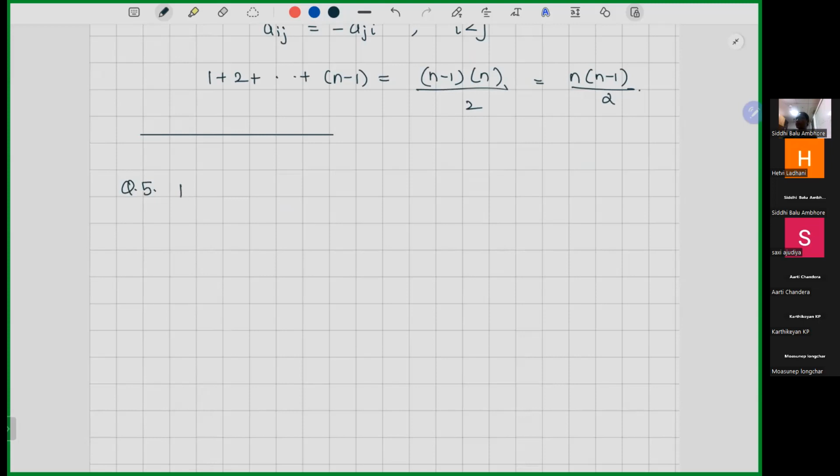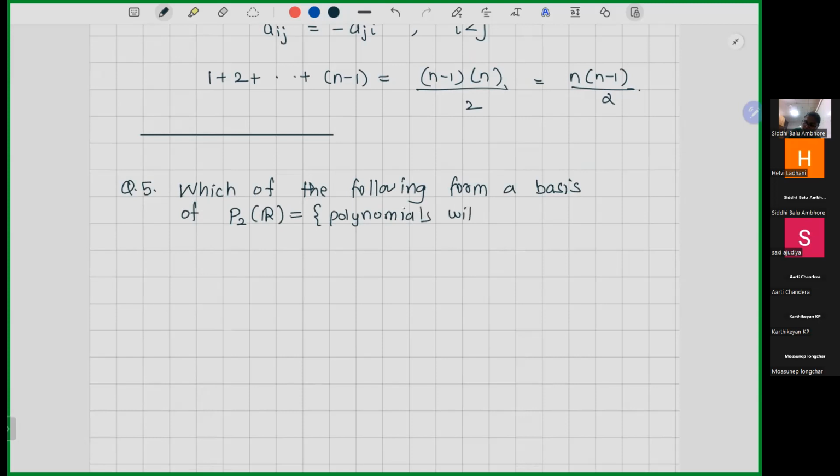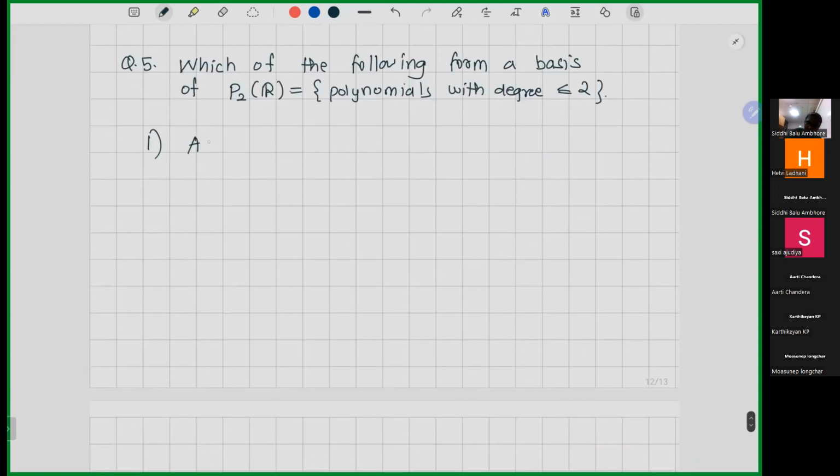And we have to check which of the following form a basis of P2R. And what is P2R? It is polynomials with the degree less than or equal to 2. Okay. So we want to check whether the following sets form a basis of P2R or not.